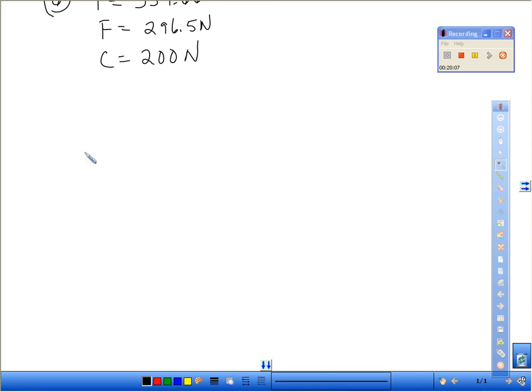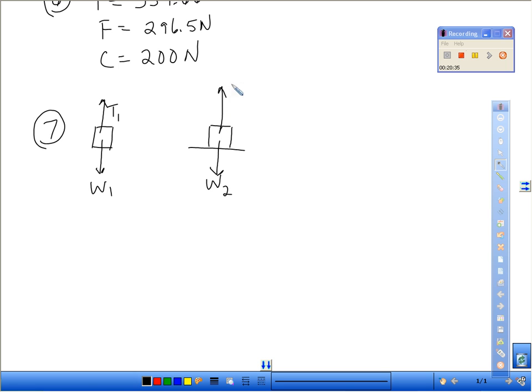Alright, number 7 is kind of long. So when you look at number 7, you have 3 things going on. You have a weight that's hanging in the air freely. I'll call that W1. And there's a rope tied to it. I'll call that tension 1. There's a block resting on the flat surface of the ramp. It has weight 2. It has a force normal, and I'm going to call that force normal 2. It has the tension of 1. And there's some friction.